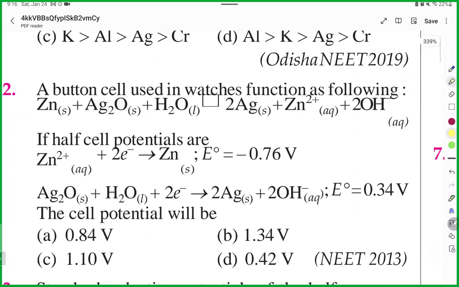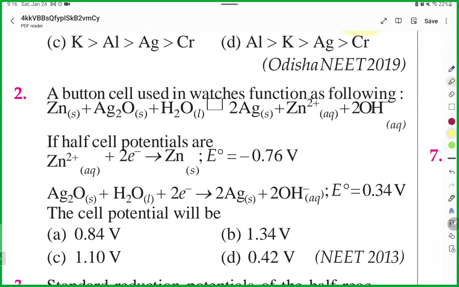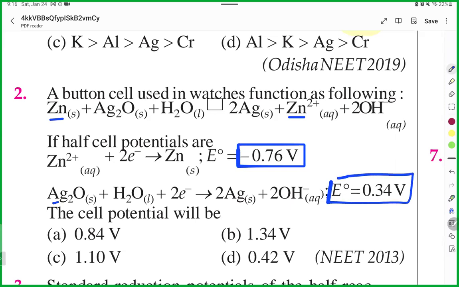Solve question number 2, Tuhina. Zinc converts into zinc 2 positive, so reduction potential is minus this. Yes, sir. And Ag reduction potential is 0.34. In this situation, what will be your cell potential?